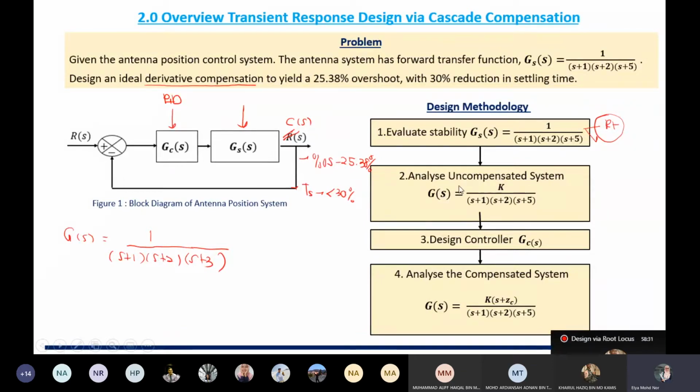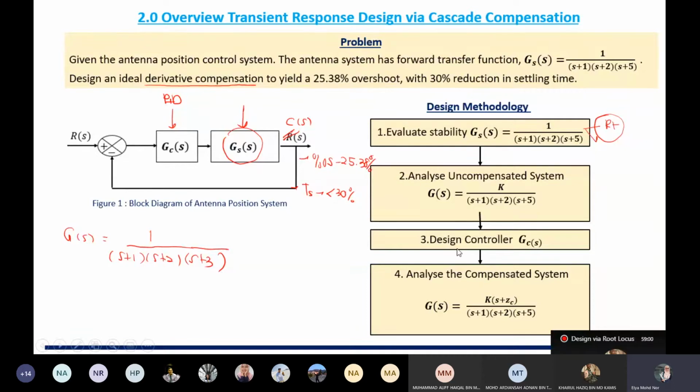Uncompensated system here means G(s) without the controller. In this case, G(s) equals K over (s plus 1)(s plus 2)(s plus 5). So we analyze the uncompensated system first. We need to know the system first before we design the controller. We need to know the current system's settling time. Then we can design for the 30% reduction of the settling time.